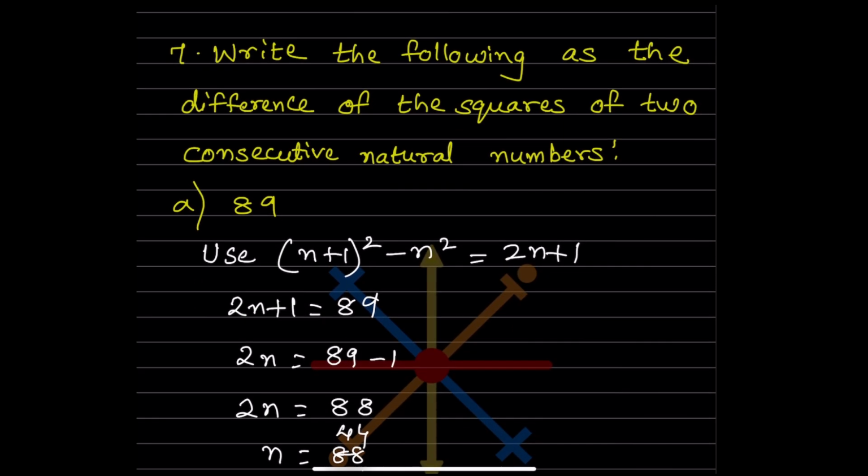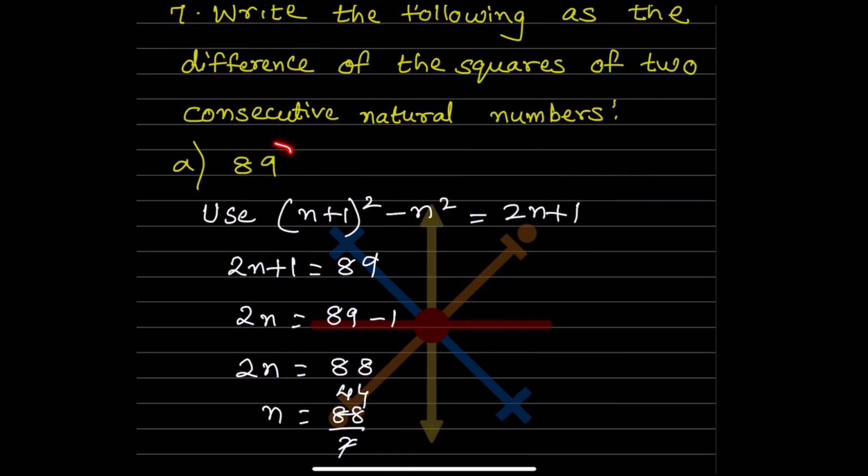Write the following as the difference of the squares of two consecutive natural numbers. See here, this is the difference of the squares of two consecutive natural numbers. So now we have to find the squares of this, 89, this number is given. So here you have to remember this formula: (n plus 1) whole square minus n square is 2n plus 1. So this thing you have to remember.